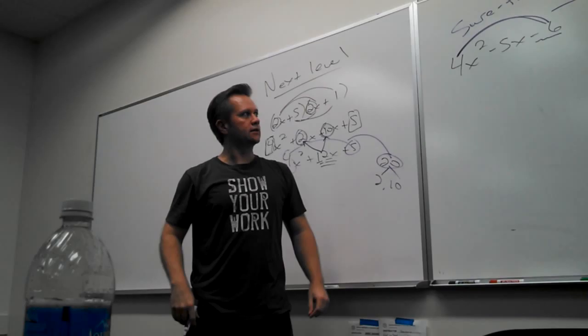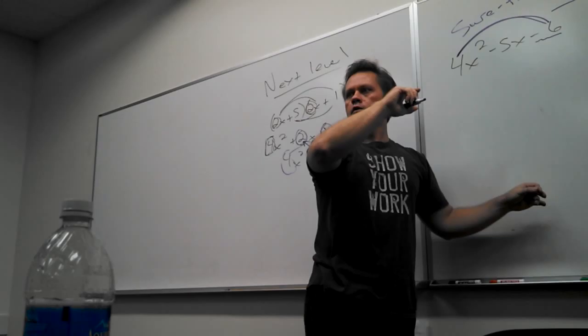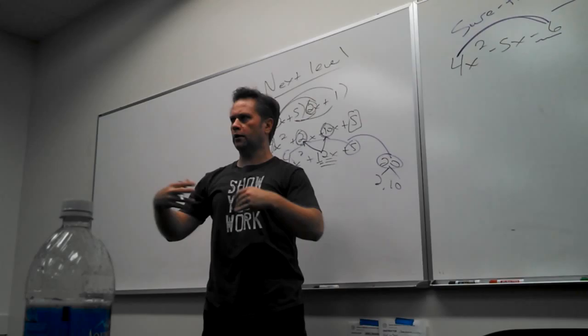So what are the factors of negative 24 now that make negative 5? See, the question's the same. It's just the number I'm using is coming from a different place. So what factors of negative 24 add to be negative 5? Negative 8 and 3, right? Good. And the 8 has got to be negative so that it comes out negative at the end. The bigger one has got to be negative.